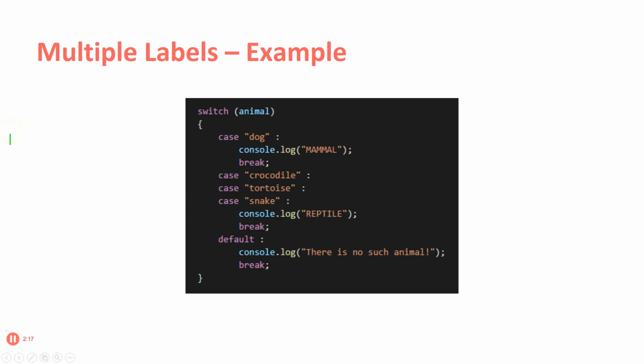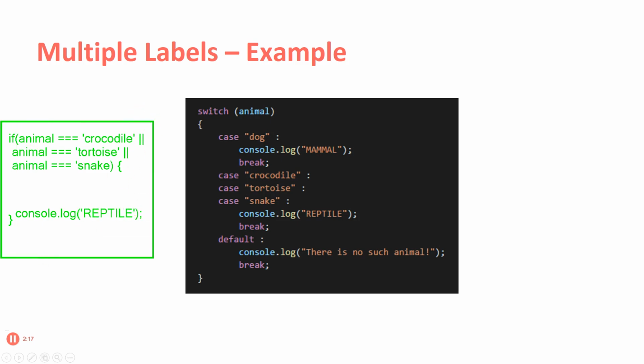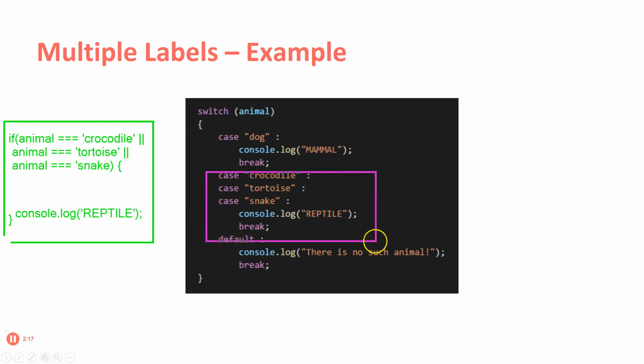Similar structure would be if you say if animal is equal to, let's say, crocodile, or you can say animal is equal to, here you have tortoise, or animal is equal to snake. And if some of these things are true, then I'm going to print on the console reptile. So here what I have is console.log reptile. So this is similar syntax with if and multiple statements, or this one.